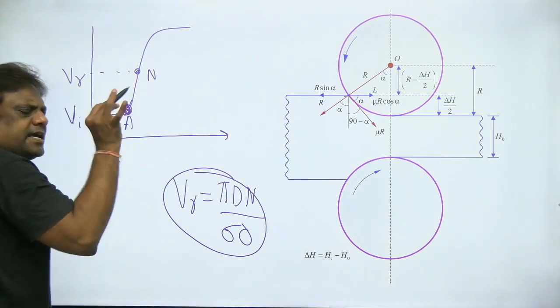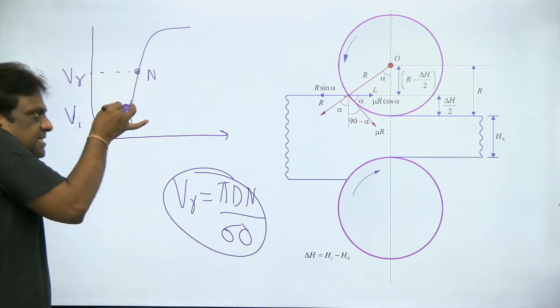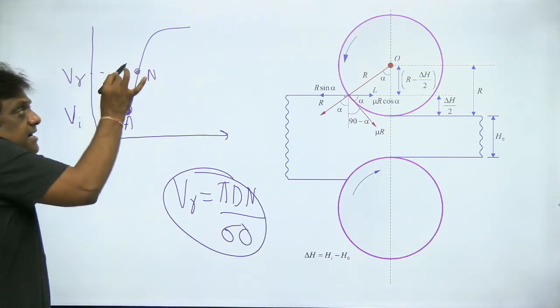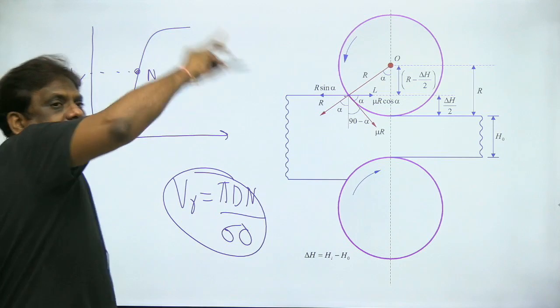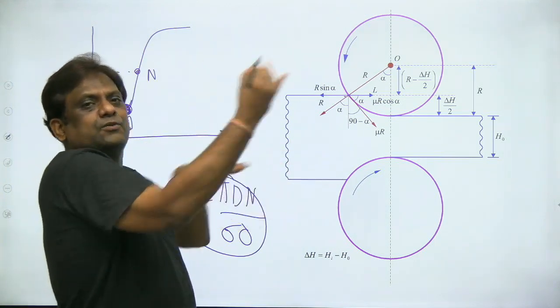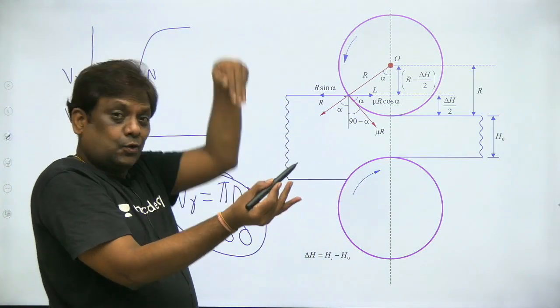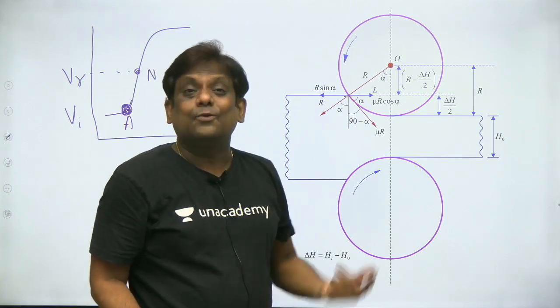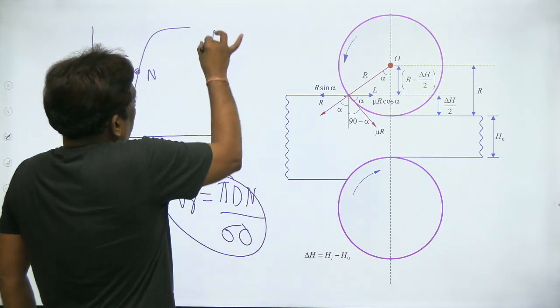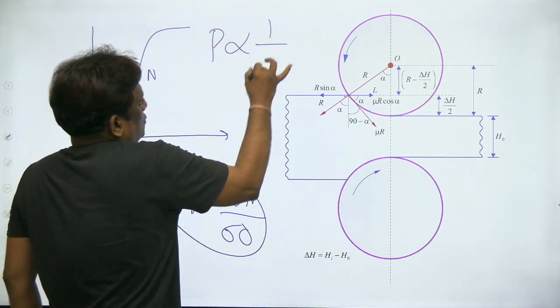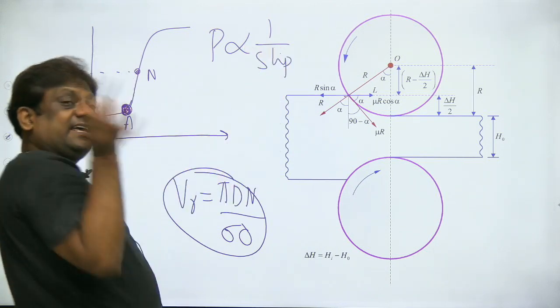Here I'm talking about the lagging zone first. The slip is more. What do you mean by slip? The difference between the roller and my component. So as the slip is more, what will the normal force be? It will be less. So pressure will be less. So I can say pressure is inversely proportional to slip. So where is the slip more?